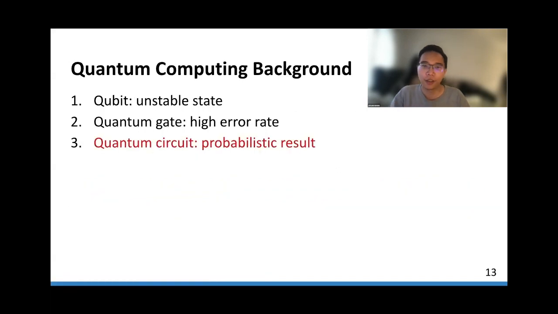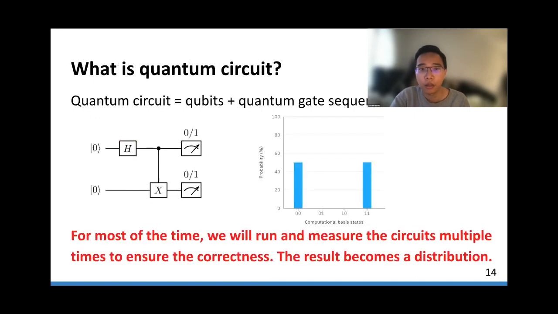Okay, so now let's talk about the final quantum program or quantum circuit. A quantum circuit is just composed of the qubits, quantum gates, and the measurement in the end. For example, we have 2 qubits and 2 quantum gates: 1 H gate on the first qubit, and a CNOT gate on both qubits, and measurement in the end.